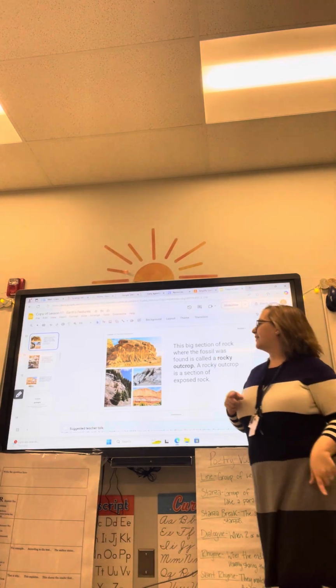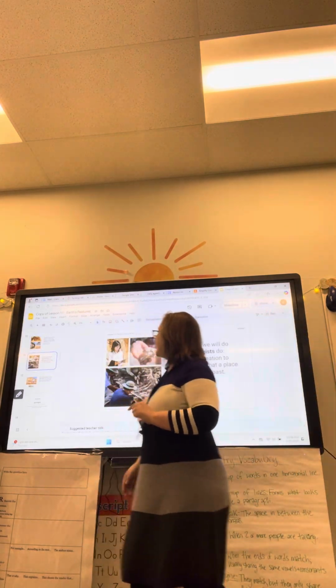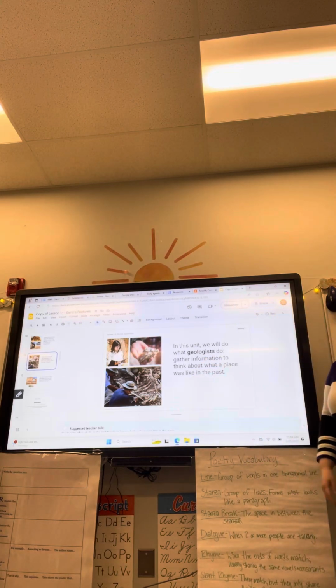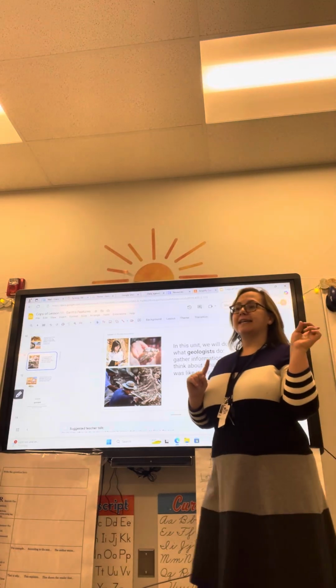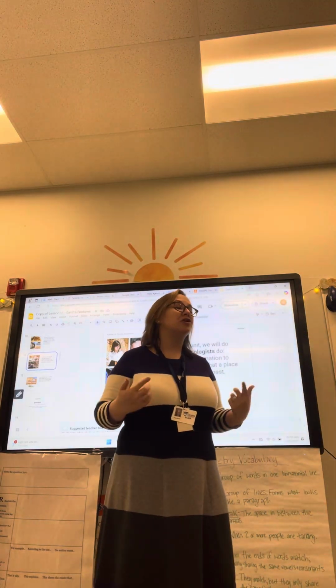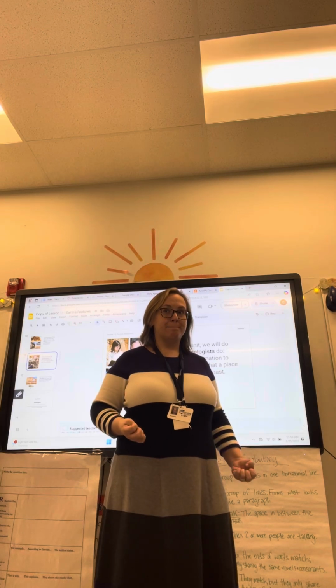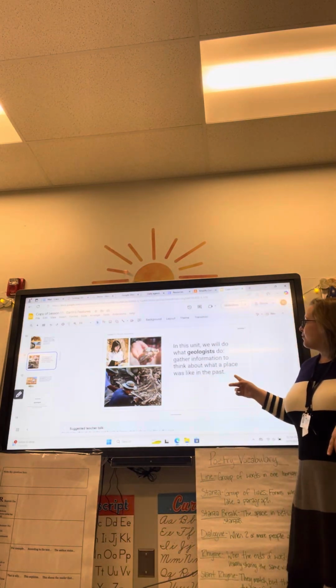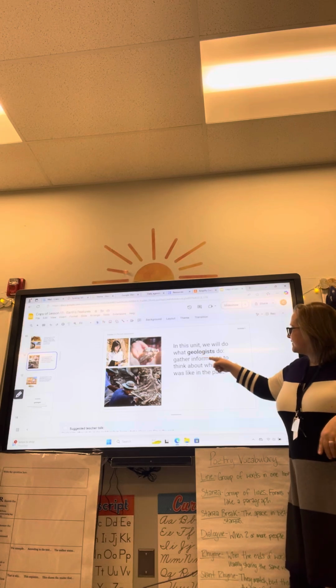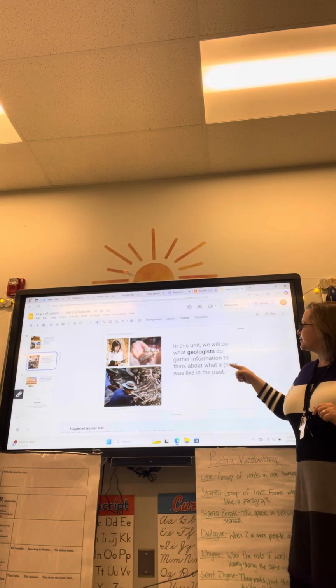Exposed rock. Very good. Let's keep on keeping on. All right, in this unit, we will do what geologists do: gather information to think about what a place was like in the past. That's kind of going back to our I can statement. We're saying that by the end of this class, we should all know what a geologist is, right? Yes. Okay. Thank you, Chase. Love the enthusiasm. So, a geologist gathers information to think about what a place was like in the past.